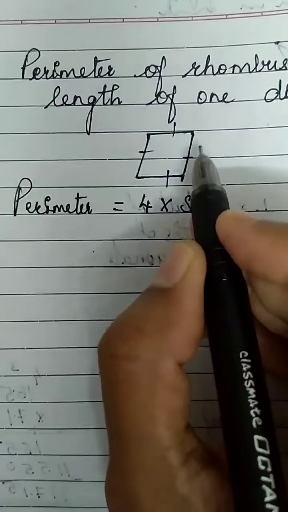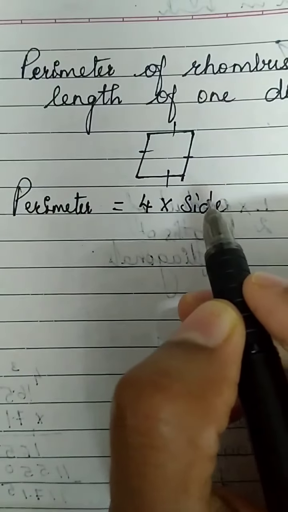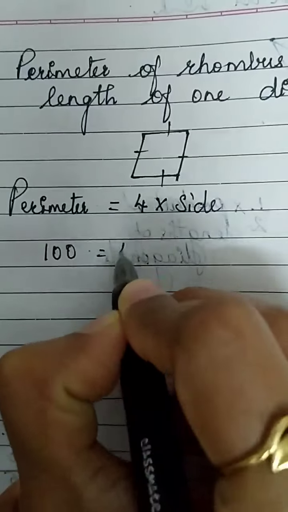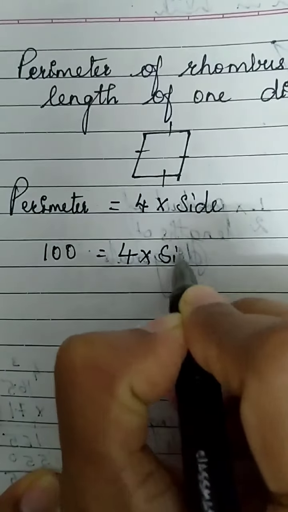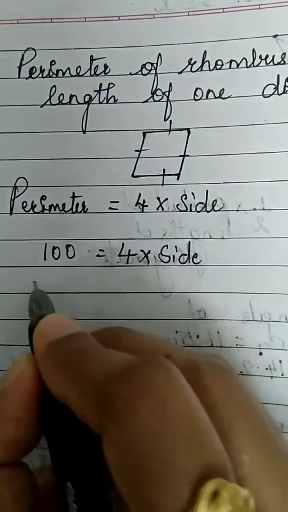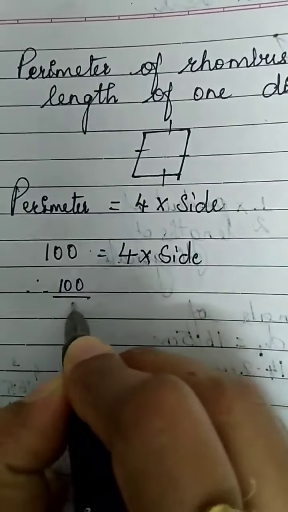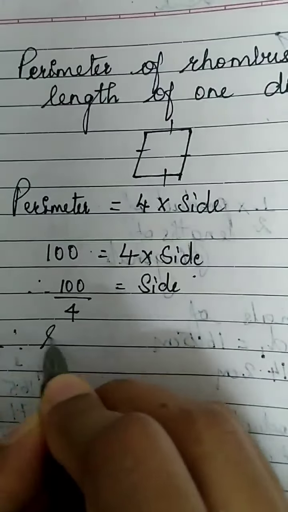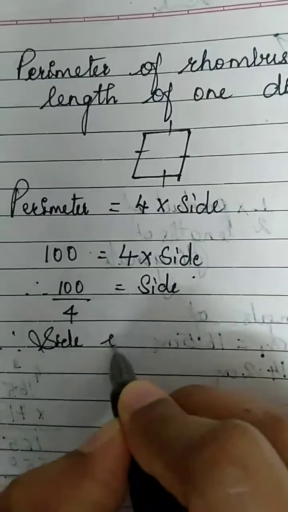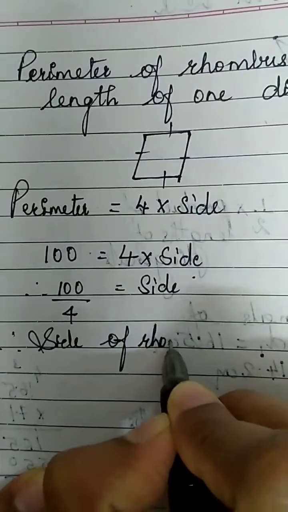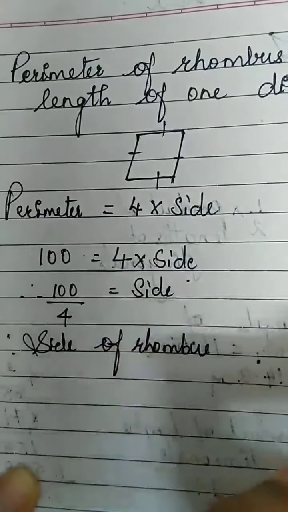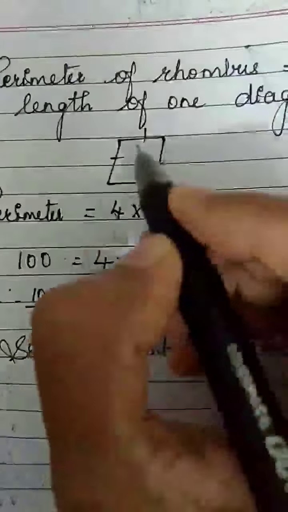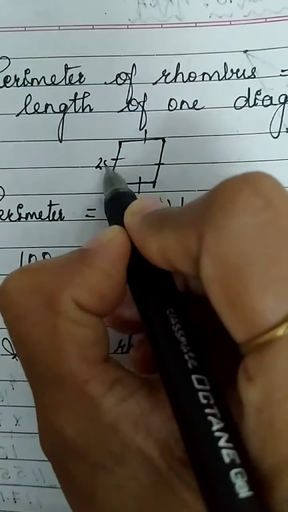All four sides are equal, so we can write 4 into side. Perimeter is given as 100. So write 100 is equal to 4 into side. Bring 4 to the other side. Therefore, 100 upon 4 is equal to side. So the side of rhombus we are getting as 100 upon 4, which is 25 centimeter. Each side is 25 centimeter.